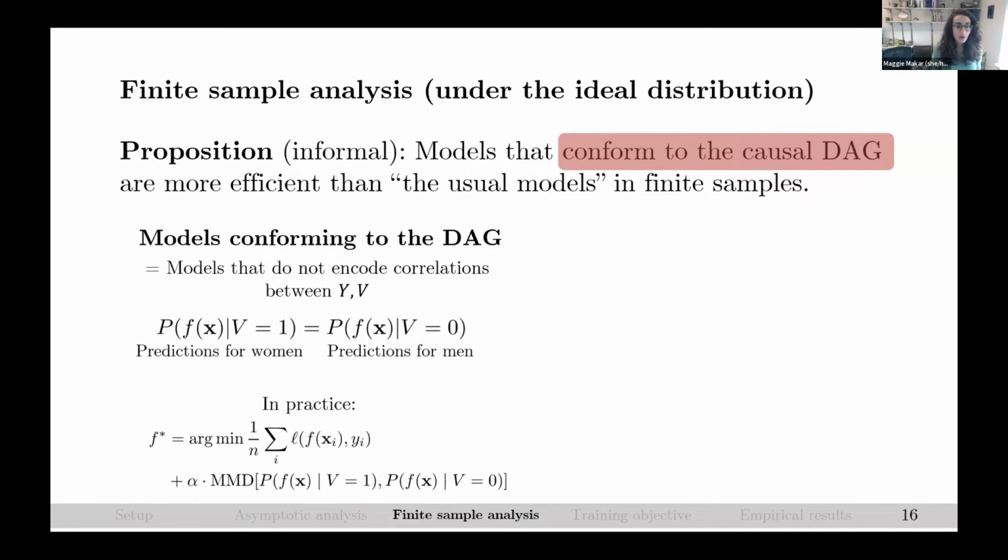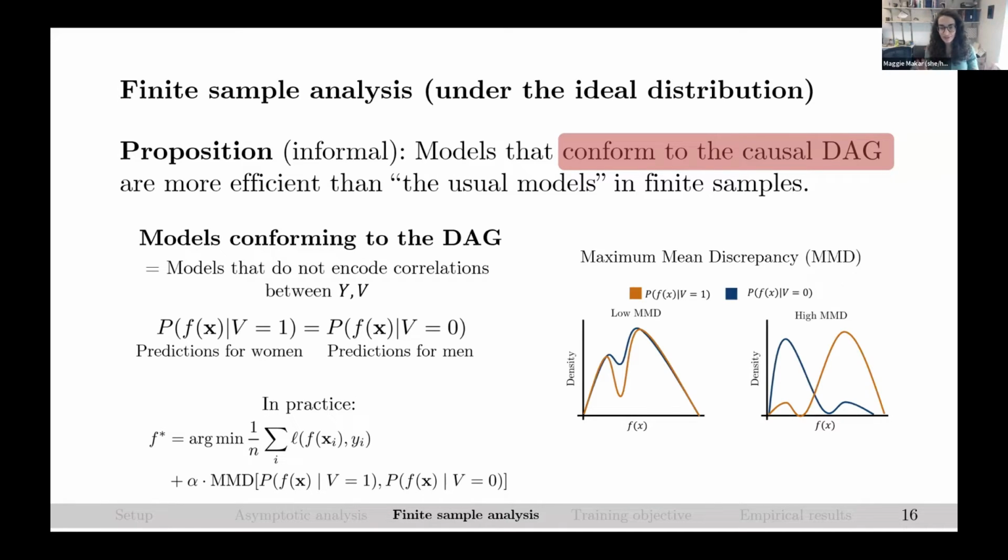In practice, one way we can do this is by minimizing a suitable loss, but then penalizing the maximum mean discrepancy, or MMD. A very brief walk through what the MMD is. The MMD is a way of measuring distance between two distributions. So if you're looking at the two plots, the one on the left-hand side, it looks like the two distributions are similar to each other, so they should get a lower MMD, whereas on the right-hand side, the two distributions look quite different, so they have a high MMD, they have a high distance.